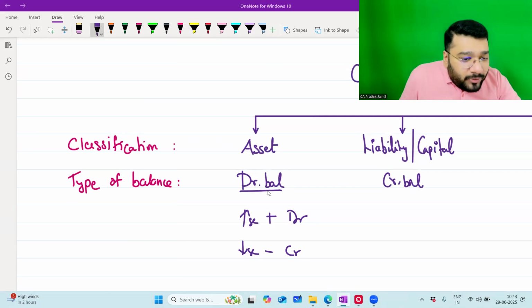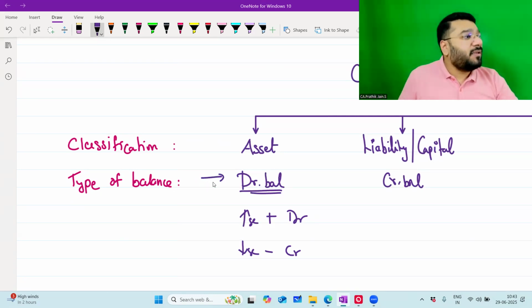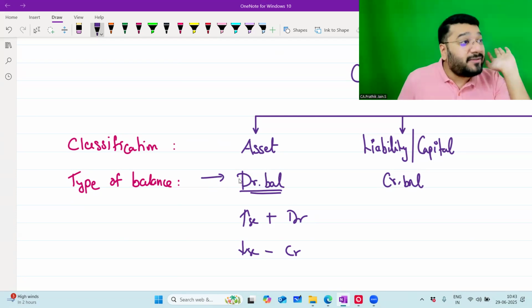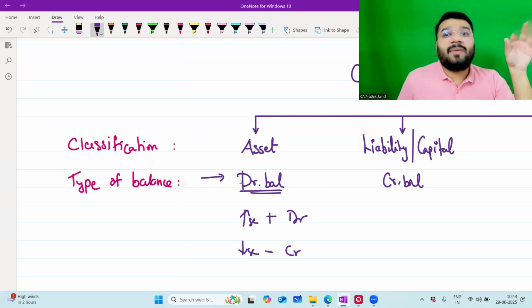And why did I put this debit balance? You will understand this better when I do the ledger. When I do the ledger, we will learn the meaning of debit balance and credit balance. As of now, remember that assets always have debit balance. I'll ask you every single class what is the balance of asset, liability, capital, income, expense, gain, losses. You should tell me correctly.